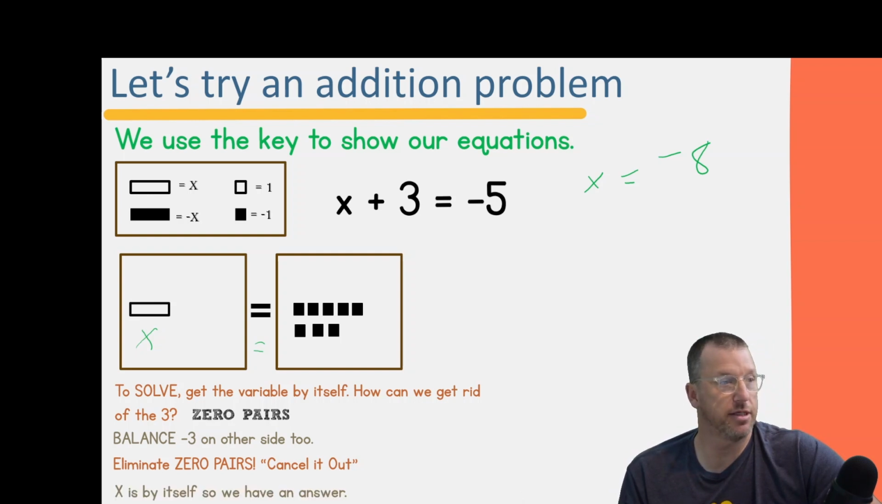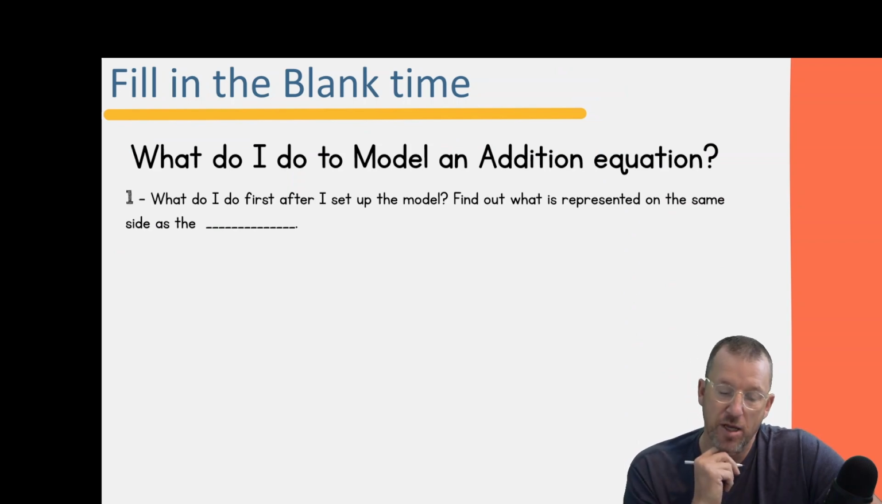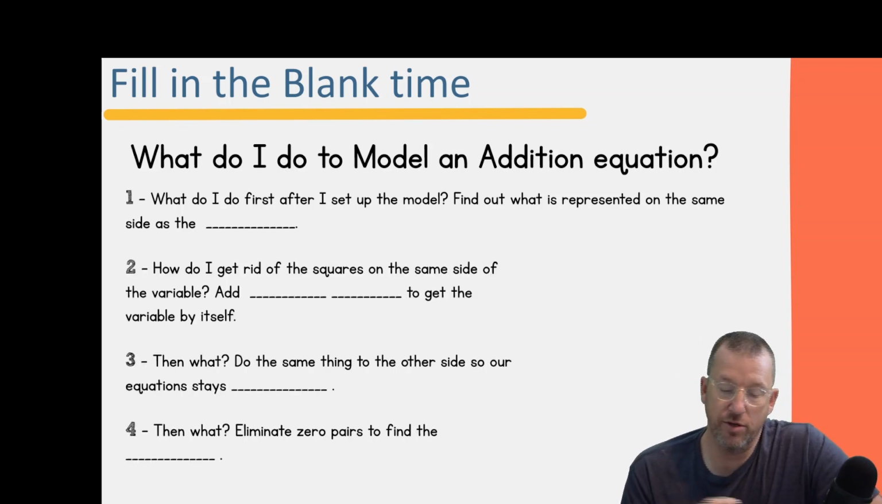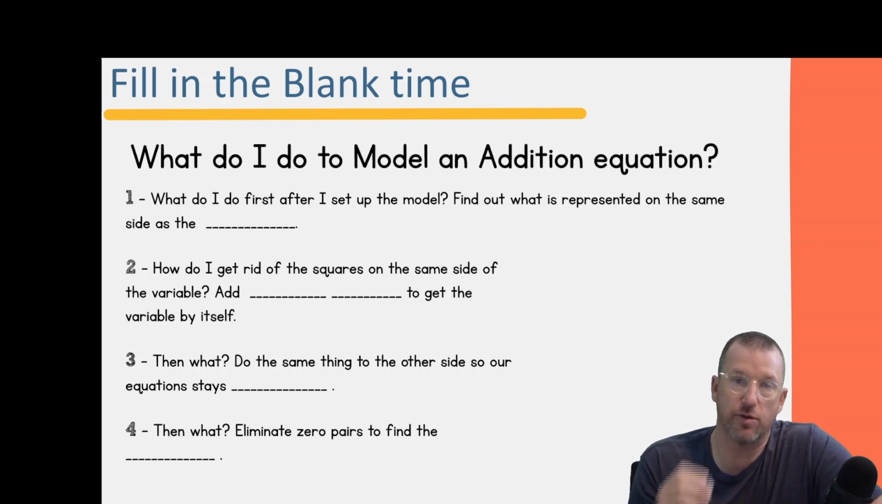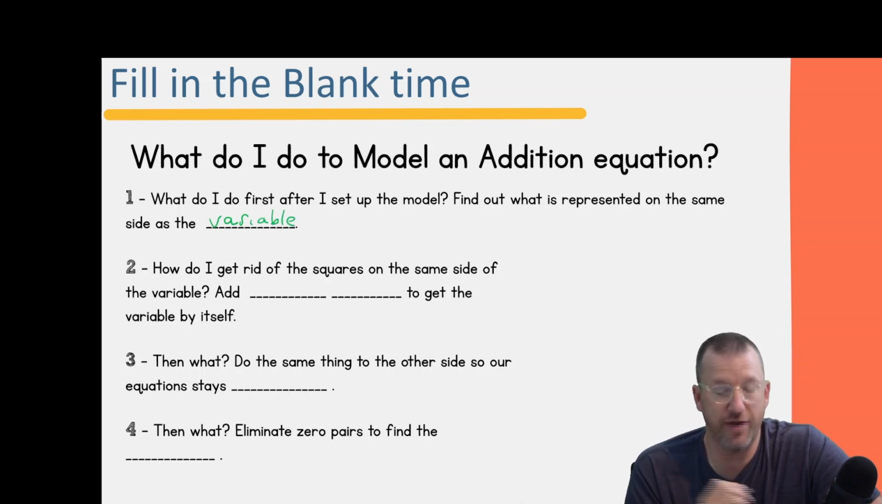All right, so let's see what this looks like. What do I do to model an addition equation? So fill this in. What do I do first after I set up the model? Find out what is represented on the same side as the variable. So after I draw my model, I want to find out what is over there with the variable. In the last one we had the variable, and then we had 3 of those boxes. So find out what is represented next to the variable, because we want to get rid of those guys. So let's just find out what's there.